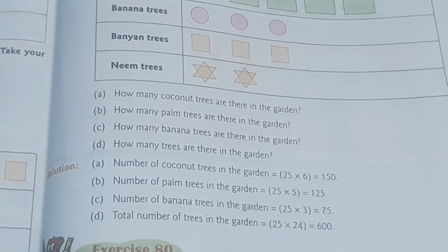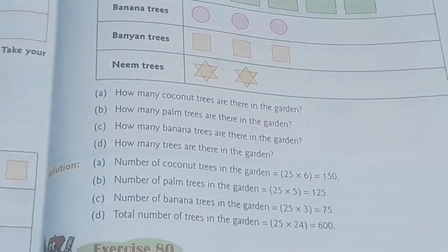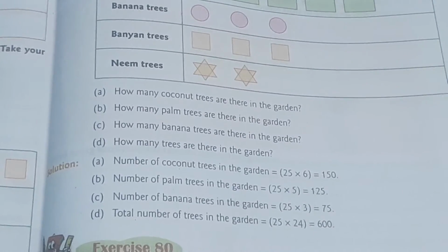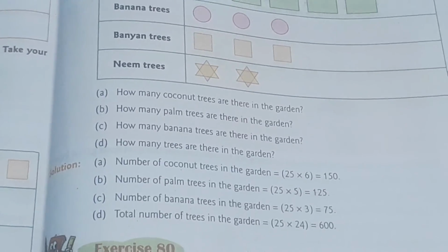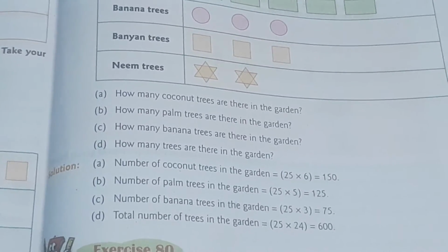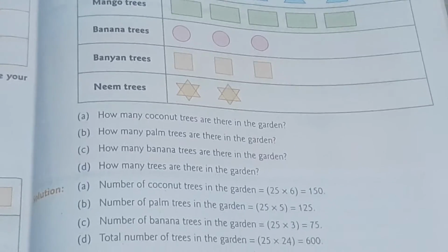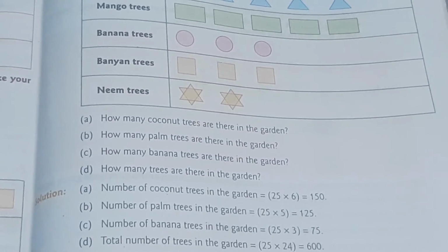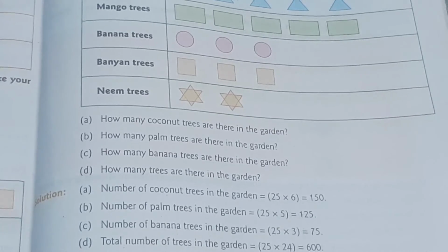Then next question is, how many banana trees are there in a garden? And banana trees symbol is represented by pink color circle, and in one circle there are 25 banana trees. Okay, and we can see in this there are total 3 circles. So we'll just multiply 25 by 3 and we'll get 75.